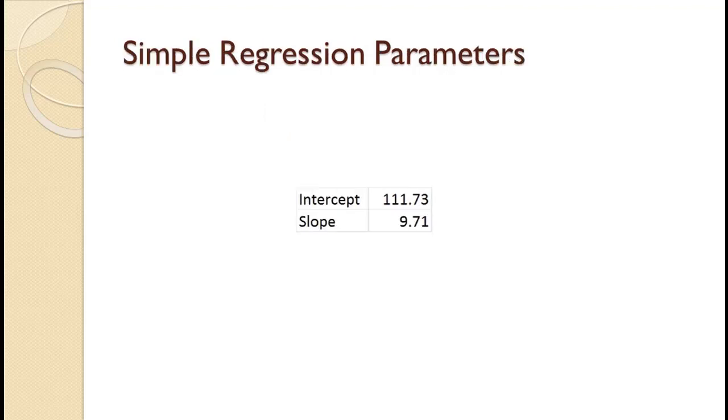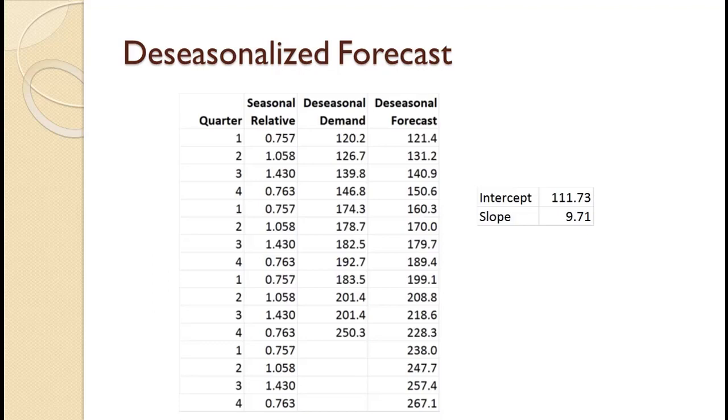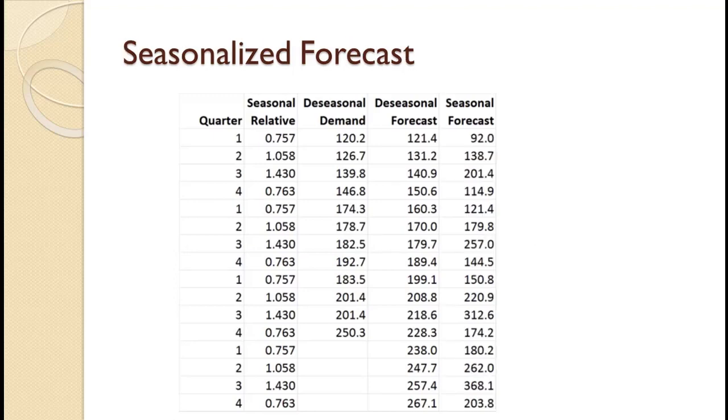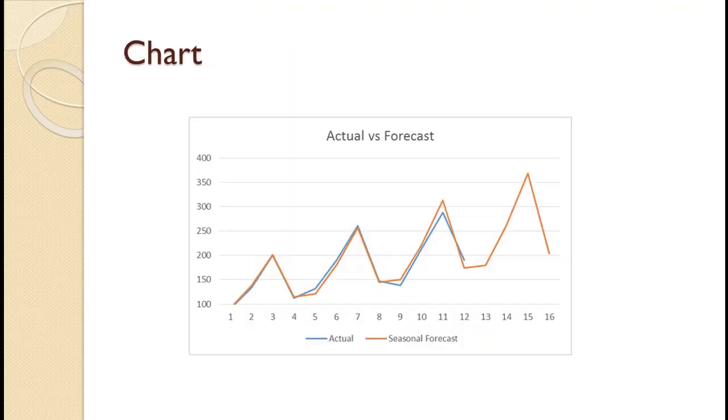Using the deseasonalized demand, we find the simple regression parameters. They are an intercept of 111.73 and a slope of 9.71. Using the intercept of 111.73 and slope of 9.71, we next compute a deseasonalized forecast. Those results are shown on the slide. Using the seasonal indices, we get our final forecast by seasonalizing the deseasonalized forecast. Those results are shown on the slide. The slide shows a chart comparing the actual demand with the seasonalized forecast.